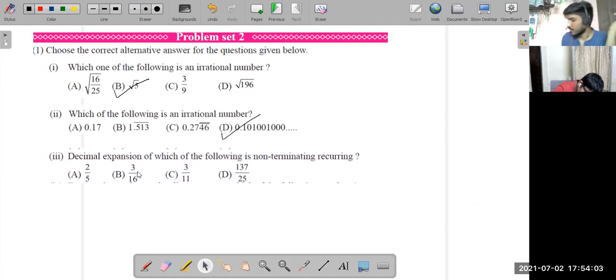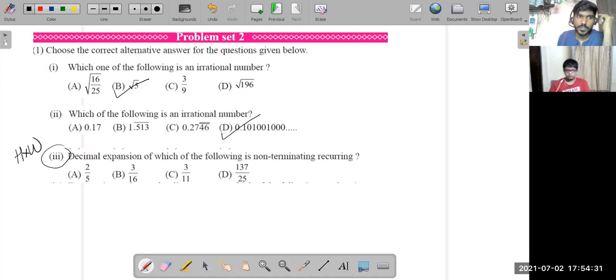If you see the third one, the decimal expansion of which of the following is non-terminating but recurring? Okay, this you do for homework because you will have to divide and see. So do it for homework.